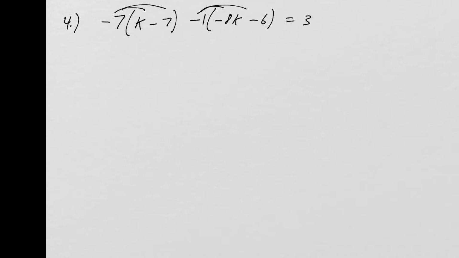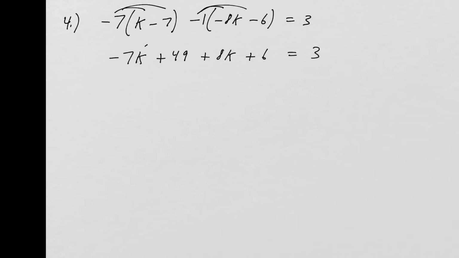So negative 7 times k is negative 7k. Negative 7 times negative 7 is positive 49. Negative 1 times negative 8k is plus 8k. Negative 1 times negative 6 is plus 6. That equals 3. Now combine like terms on the left-hand side.